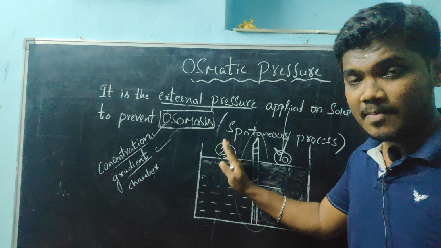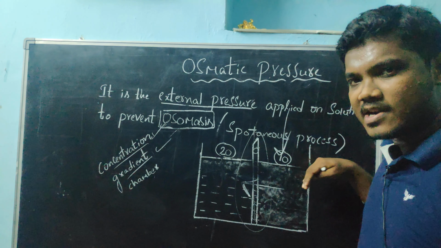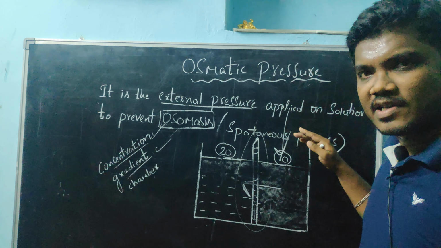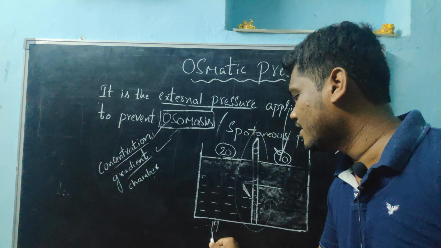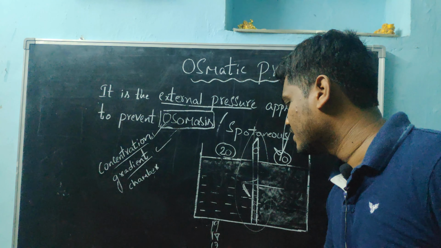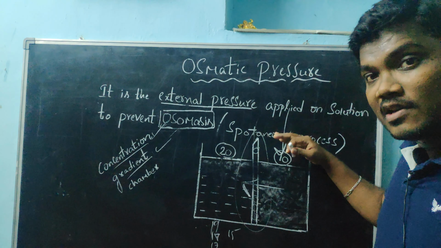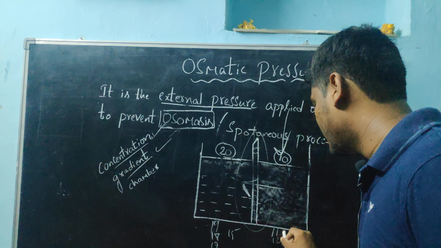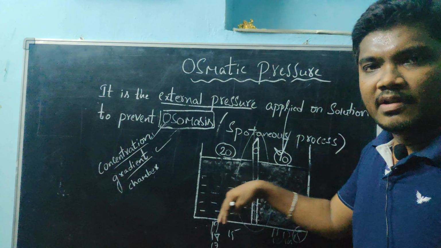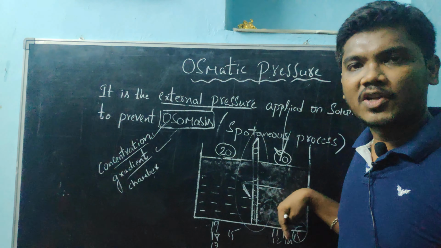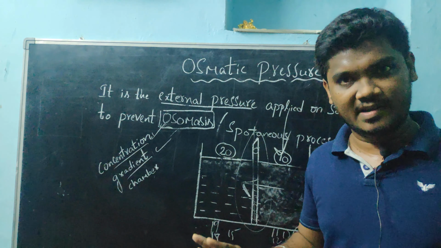Therefore, the number of solvent molecules decreases at the left hand side, while at the right hand side the molecule number increases. So the number 20 is reduced to 19, 18, 17, 16, 15. Similarly, at the right hand side the molecule number increases: 11, 12, 13, 14 and 15. At this position it has the same number of solvent molecules. That is the position where the osmosis process is completed.